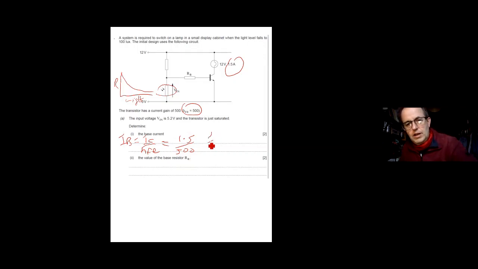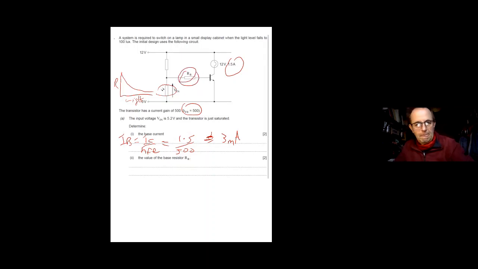So from there, you type in and calculate 1.5 divided by 500, which gives you 3 milliamps. Base currents tend to be very small. There's your check. Now we're looking at the value of the base resistor. We're going to work that one out.